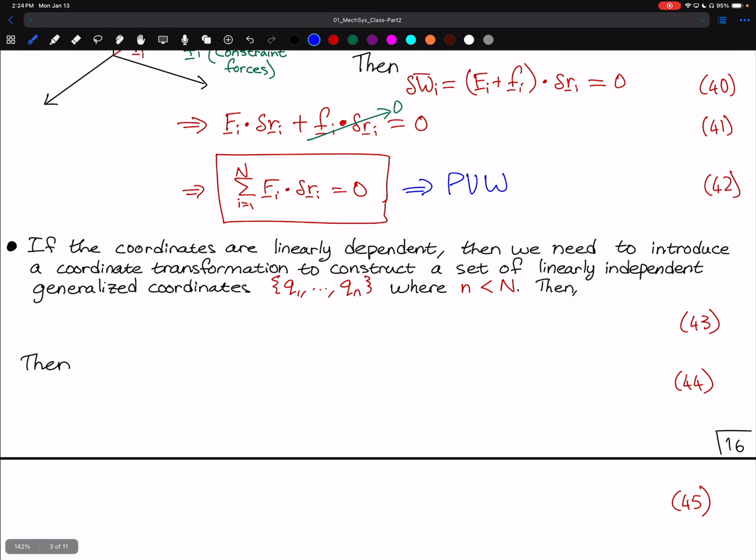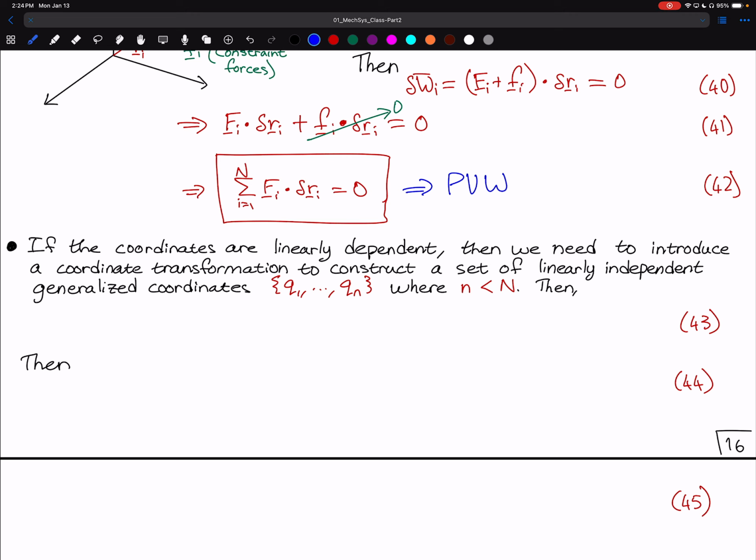Okay, so if the coordinates that we've chosen are linearly dependent, then we're going to need to introduce a coordinate transform to construct a set of linearly independent generalized coordinates. We're going to call these generalized coordinates q1 up to qn. Now in this case, when the coordinates that you first start with are linearly dependent, that implies that there's an underlying constraint equation. As a result, the number of generalized coordinates is going to be less than the number of coordinates that you selected when you started this.